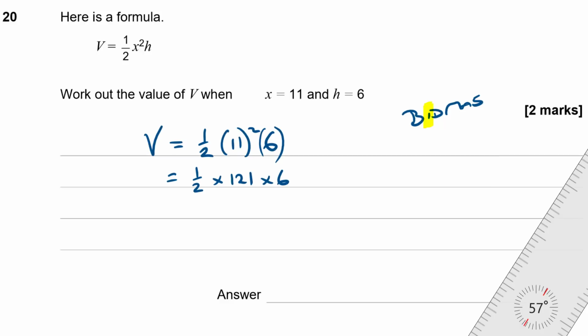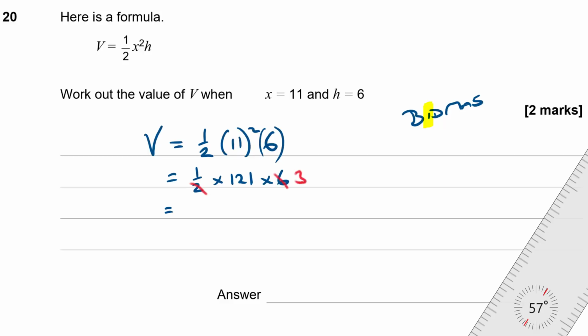So basically I've got a half times 121 times 6. Okay? Right, so now I've got a divide by 2 and a times by 6 to take care of. And actually division and multiplication have the same weighting. But it tends to be easier to do the division first. So for instance, I could divide that 2 into the 6 and leave myself with just 3 there, which will then make the multiplication a bit easier.